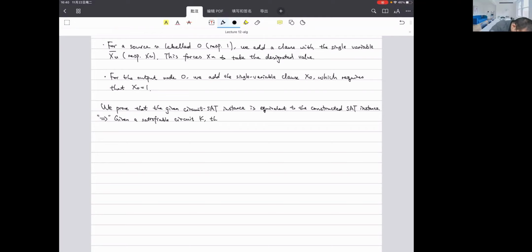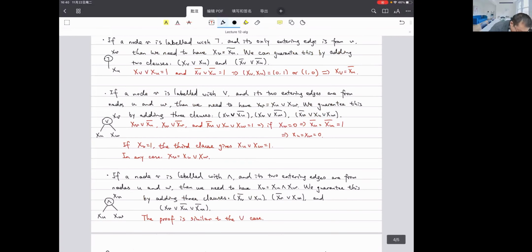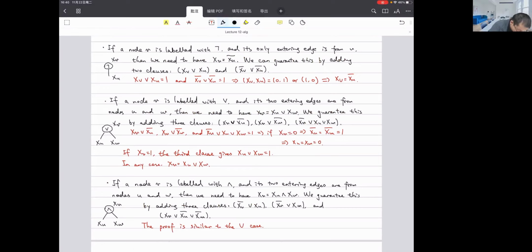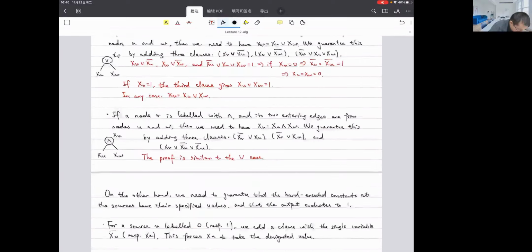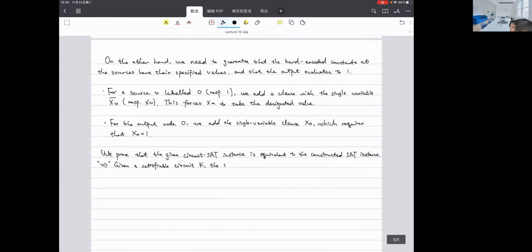Okay, so because we have finished all the previous parts about the hard encoded inputs, outputs, and also the calculations of the AND or NOT gates, we can make sure that the satisfying assignment to the circuit inputs can be propagated to create values at all nodes.